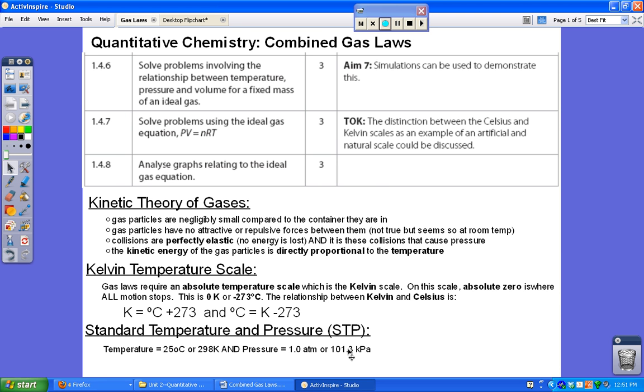Now, the next little video that you will see is me walking you through the idea of the graphs of pressure, volume, and temperature before we proceed to problem solving.